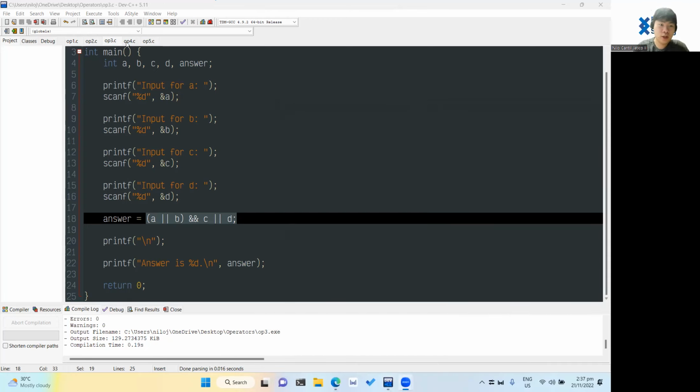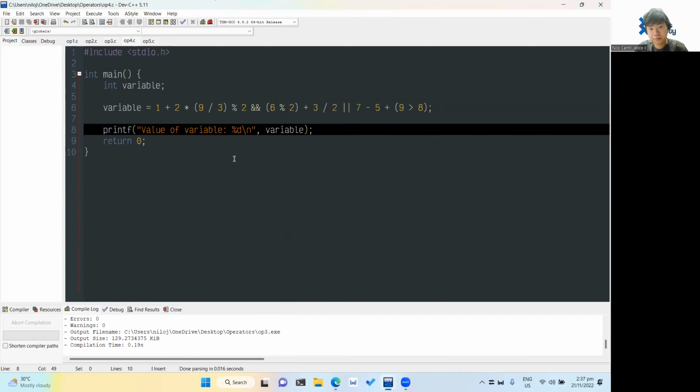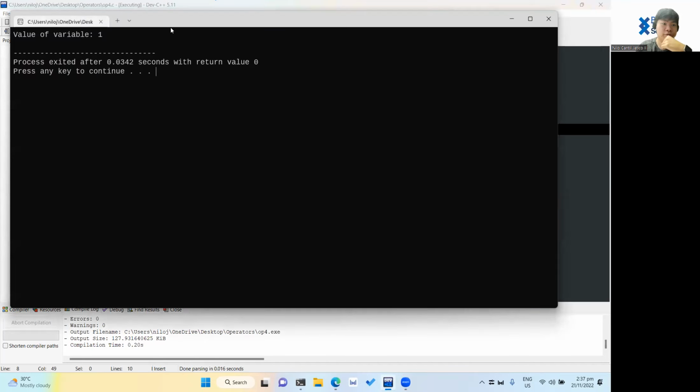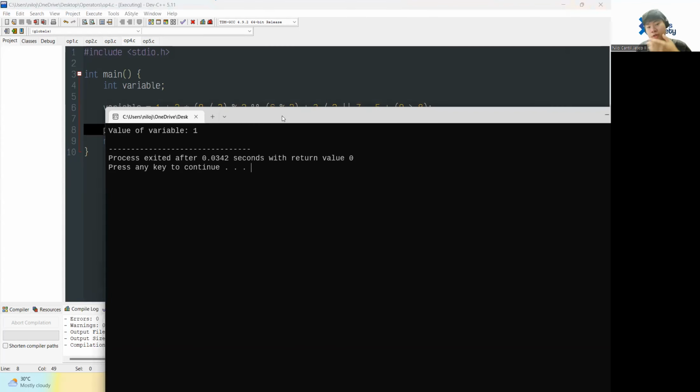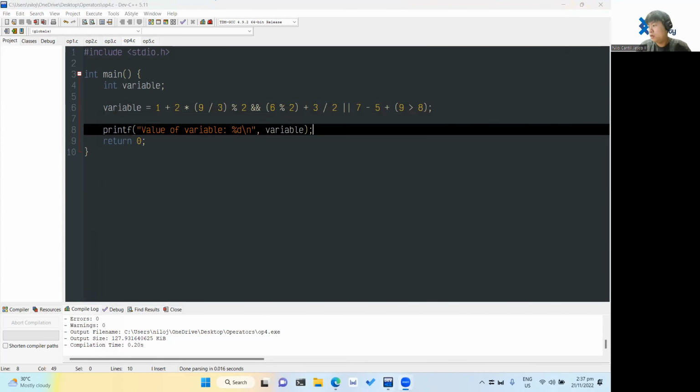Okay, so we go to the next problem here. Now you have a very complex equation here that involves a lot of symbols. We try to run this, the answer provided is 1. So let's try to break down why.